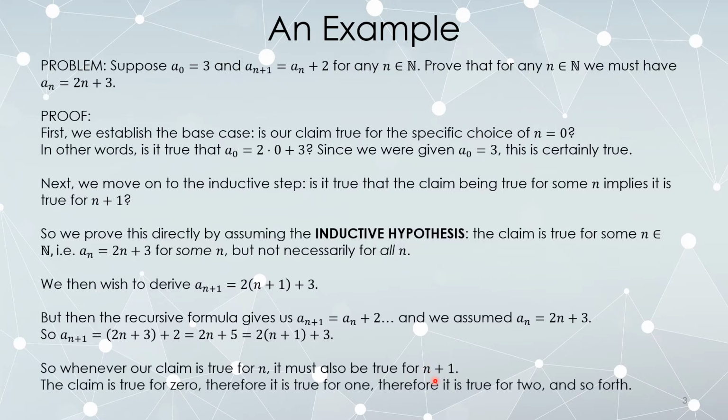The claim is true for 0. Since it's true for 0, it must be true for 1. Since it's true for 1, it must be true for 2. Since it's true for 2, it must be true for 3, and so forth and so forth. That's the inductive proof. First, show the claim is true for 0, or the first index of interest. Then show whenever it is true for a given index, it must be true for the next one. Those two pieces together inductively give you that it is true for every natural number.